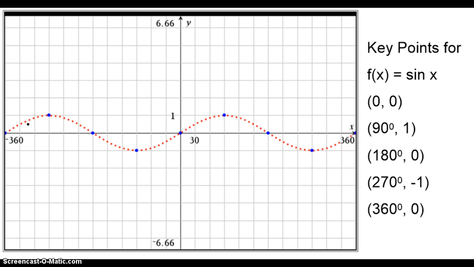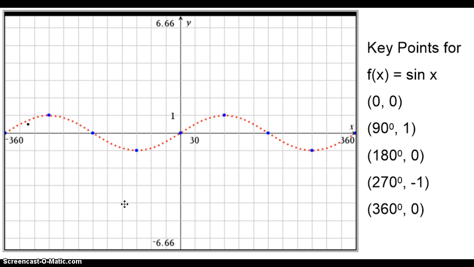The 5 key points for sine have 3 zeros. We have a 0 at the beginning of the cycle, and at the end, 360 degrees, and halfway through the cycle at 180 degrees. The maximum occurs halfway between the beginning and halfway point of the cycle at 90 degrees. The minimum occurs halfway between the halfway point of the cycle and the end of the cycle at 270 degrees. We want to remember this general pattern for the sine wave.